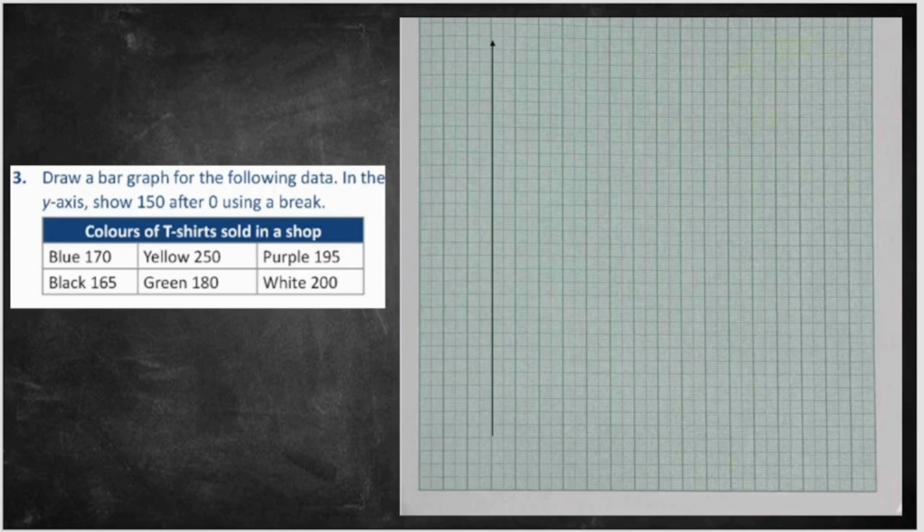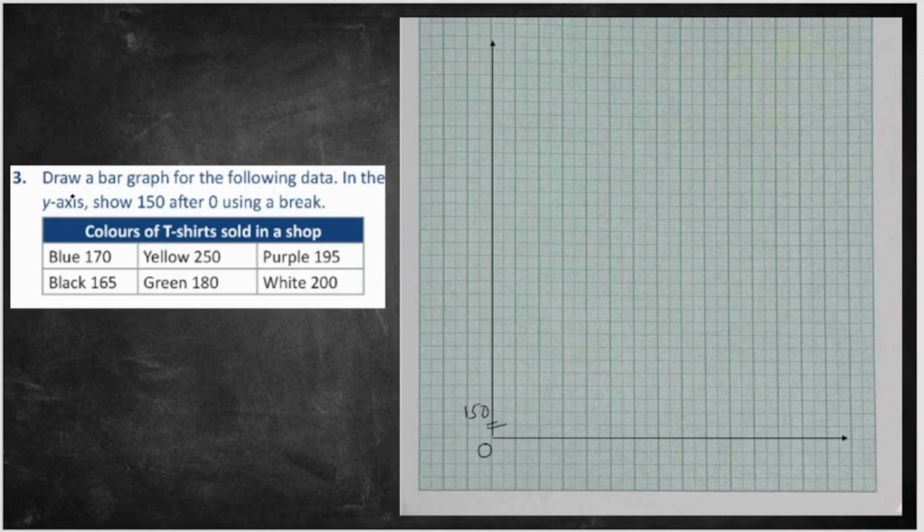Now I'm going to draw x-axis. Okay, so now I'm going to draw x-axis. Yes, I have drawn x-axis. Yes, now first of all we need to see that yes, this is 0, this is break, and here we will write 150, right? Now on y-axis what we are taking?